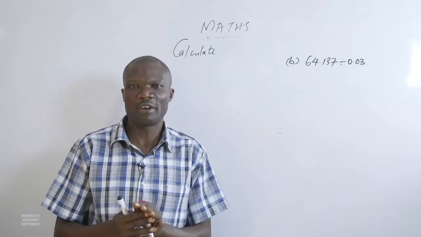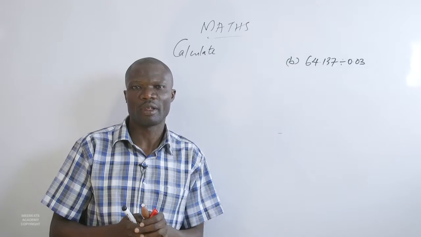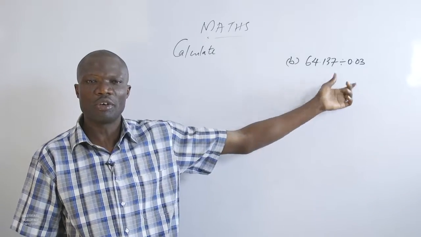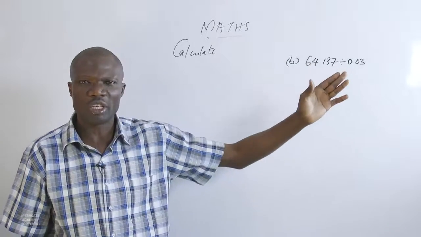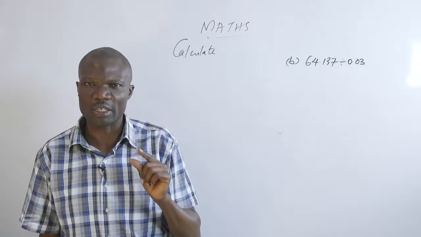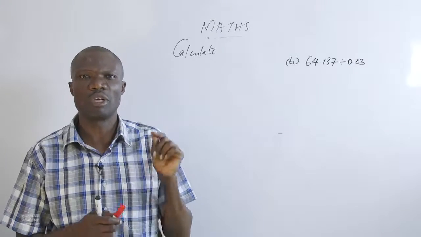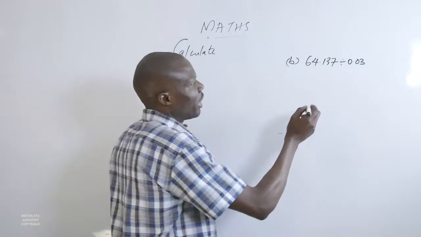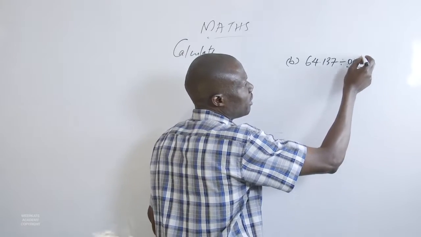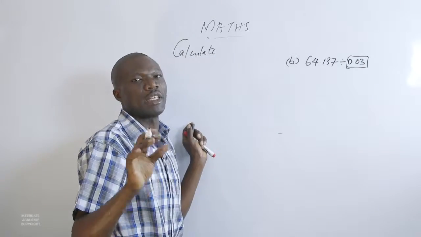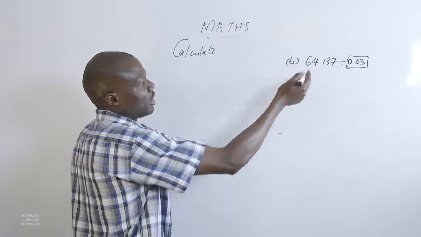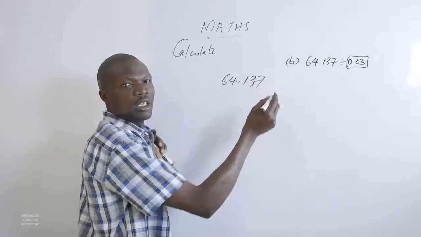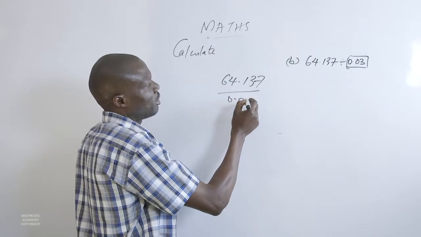What is our divisor in our question? You notice that our divisor is 0.03. If it is 0.03, are we going to work out like that? No, we need to improvise. And to improvise this, we need to find what will be multiplied by this to make it a whole number. This is just the same as 64.37 over 0.03.